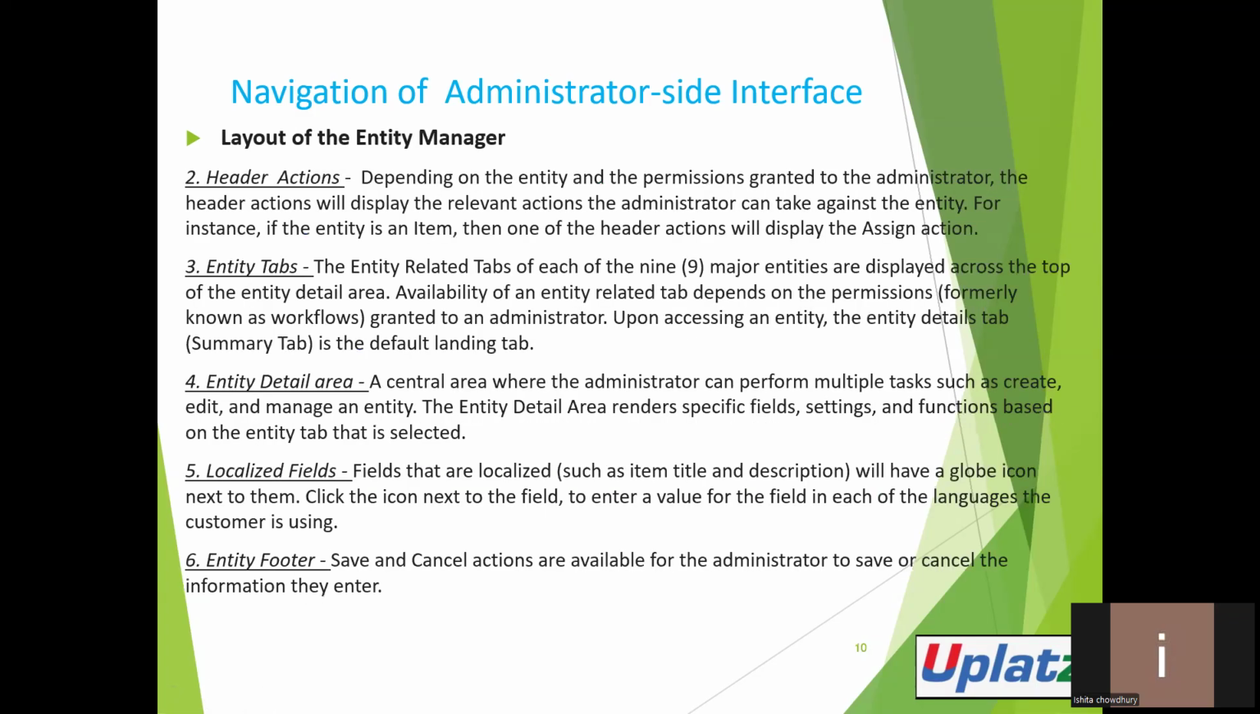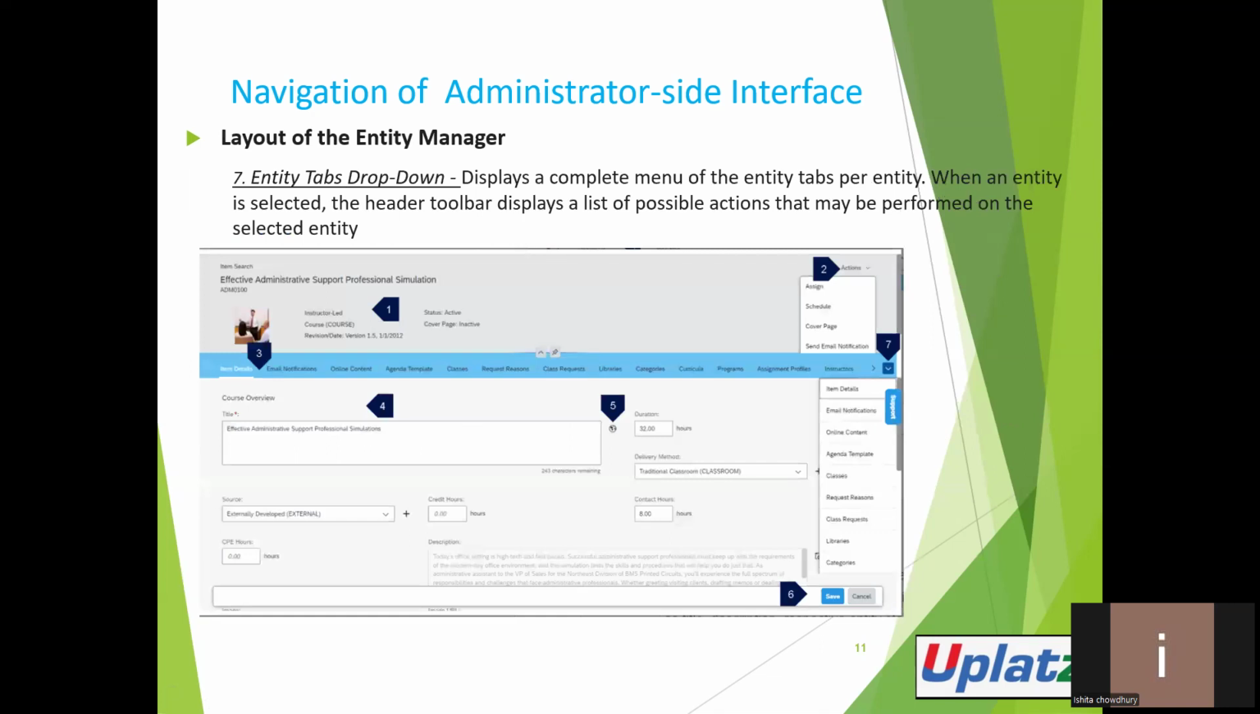So let's look at the next slide, which is the entity header. In this part you see the item title, the item ID, and the type. What is the type? This is an instructor-led type of class. This is the item type, which is defined as course. You see the revision date, which is the version number, and the creation date. You see the status of the item, which is active. So this is the entity header, and it contains all of these details. We can search by item ID or by item title.